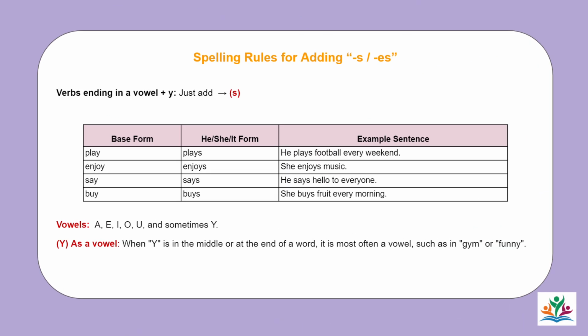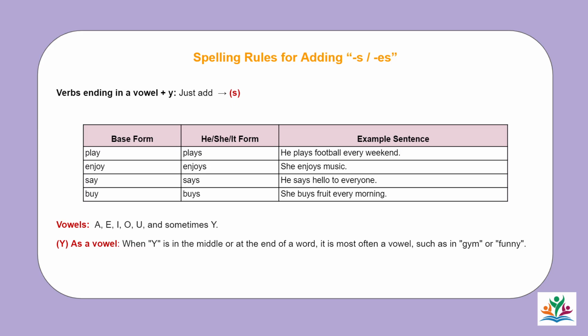Next rule is about verbs ending in a vowel plus y. We just need to add an s at the end of the verb. Nothing to be changed. As a reminder, vowels include the letters A, E, I, O, U, and sometimes Y. Y is a vowel when it is in the middle or at the end of a word. It is most often a vowel, such as gym or funny.